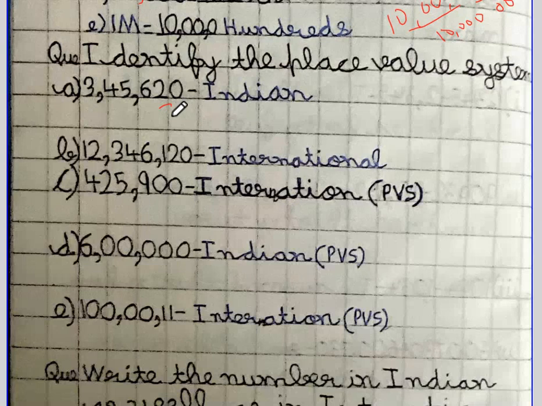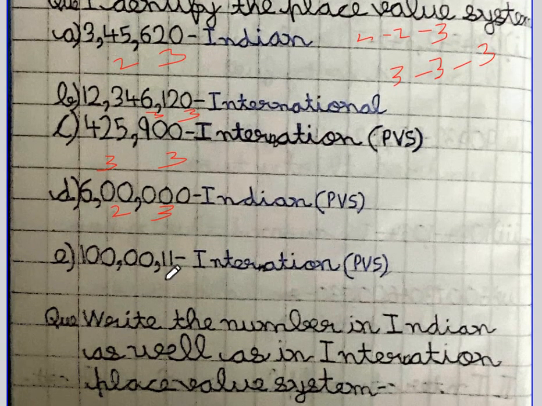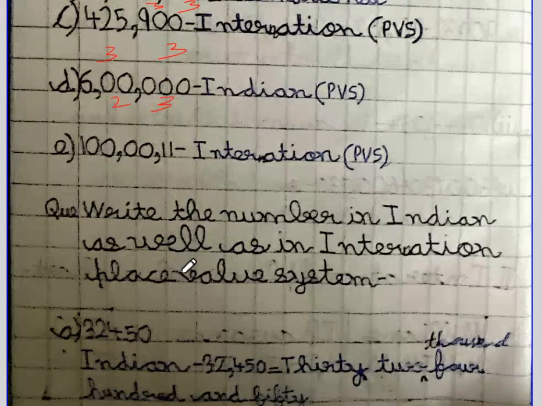Identify the place value system. So first one has 3, 2 as the rule. So it should be Indian, right? Because Indian only has 2, 2, 3 system. And second one has 3, 3. If it is 3, 3 itself, we can conclude it as international system. And third one also has 3, 3. So international. This one has 3, 2. So Indian. This one has, okay, this is a wrong example. It should have some more digits missing.